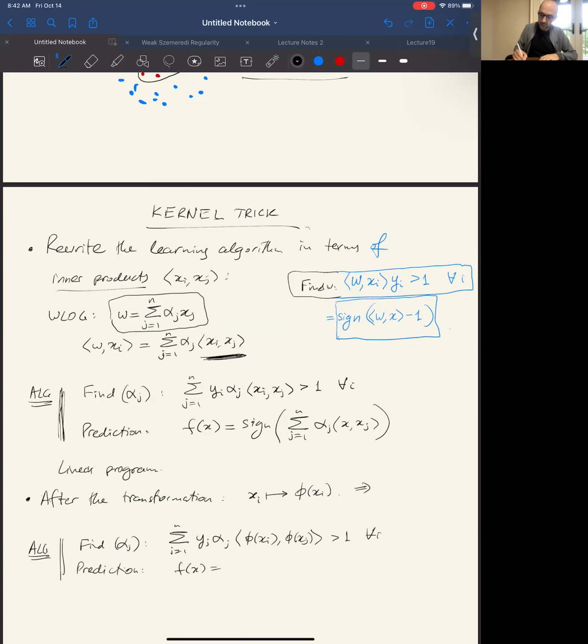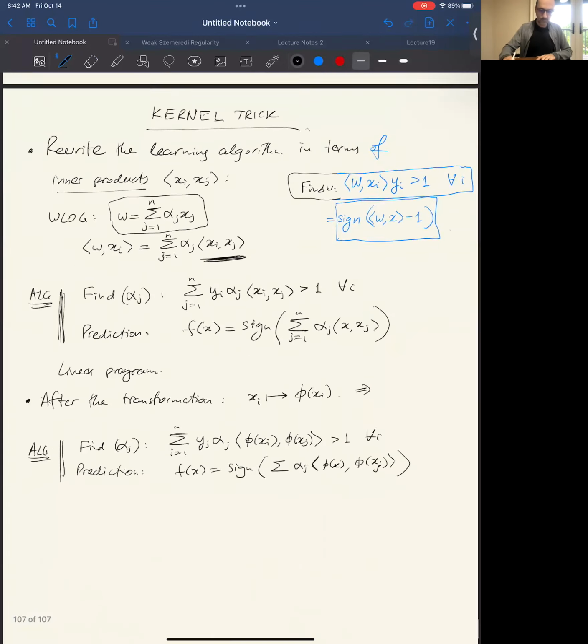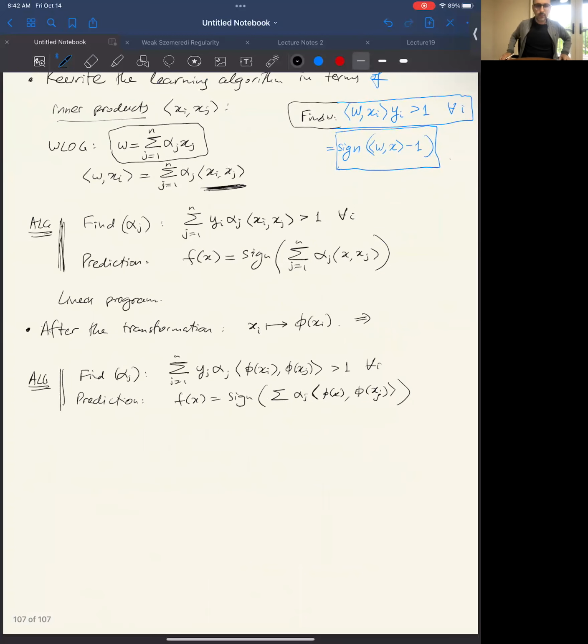Prediction: sign of the sum of alpha j, phi of x, phi of xj. Okay, again, nothing happened. I just did the same job only in the transformed space. I replaced xi's by phi of xi's.